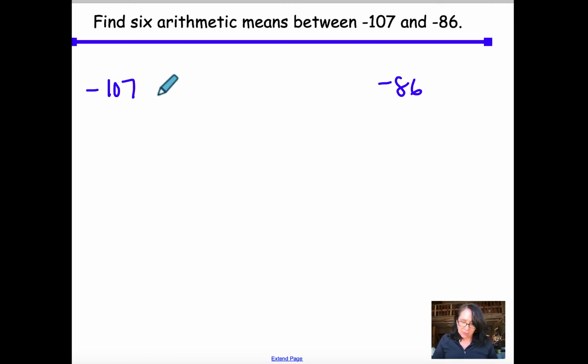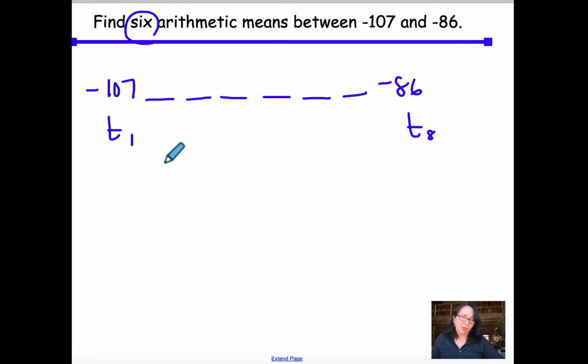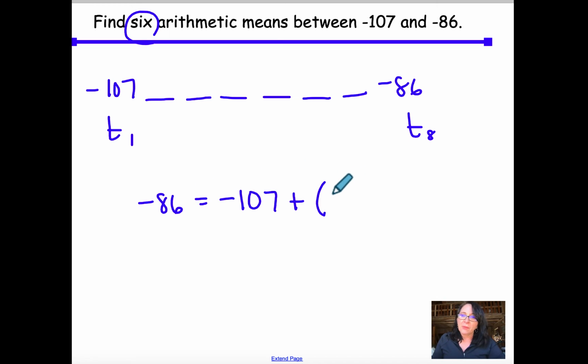Find 6 arithmetic means between negative 107, here's negative 107, and negative 86. So we need 6. So 1, 2, 3, 4, 5, 6. So again, this is my first term, and this is going to be 1, 2, 3, 4, 5, 6, 7, 8. That's my 8th term. So using the arithmetic sequence formula, we're going to say the 8th term, which is negative 86, is equal to the first term, which is negative 107, plus n, which is 8. I should have written the formula down first, but which is 8 minus 1 times the common difference. Again, what we're trying to solve for.